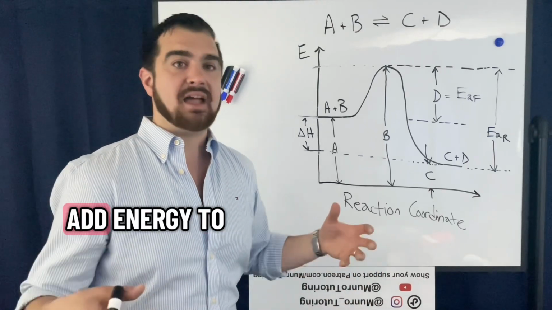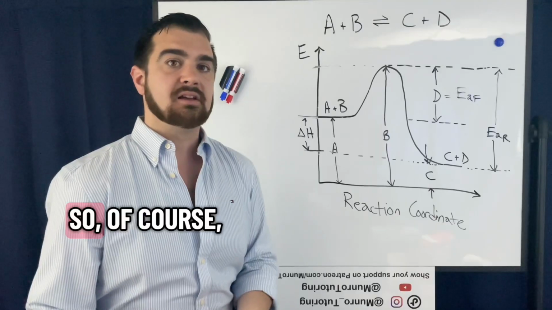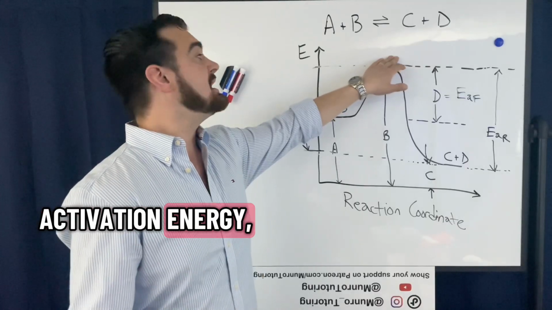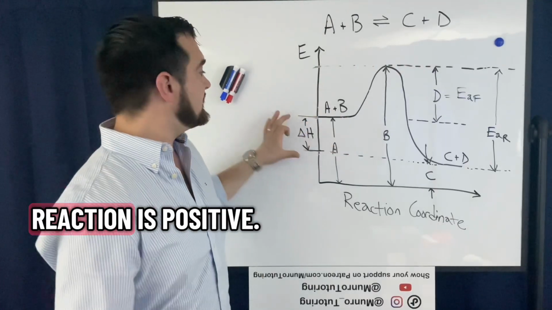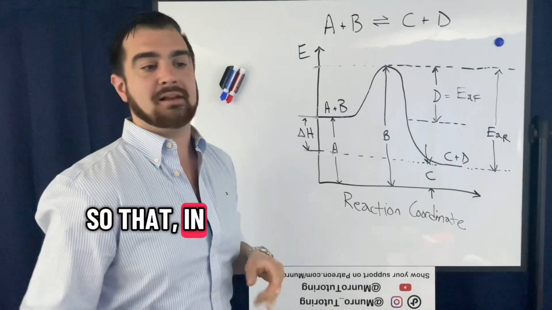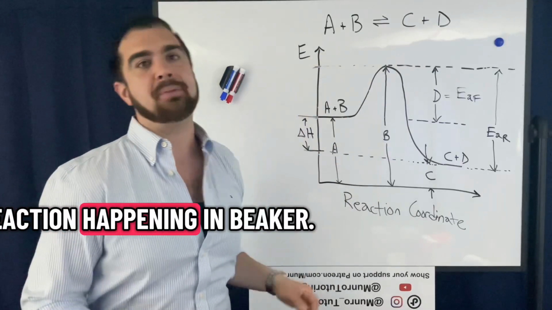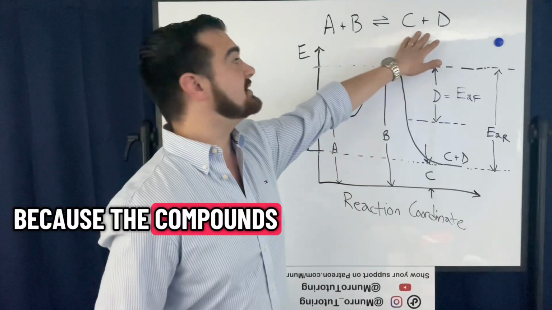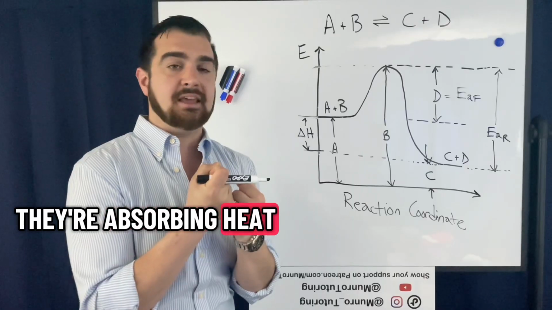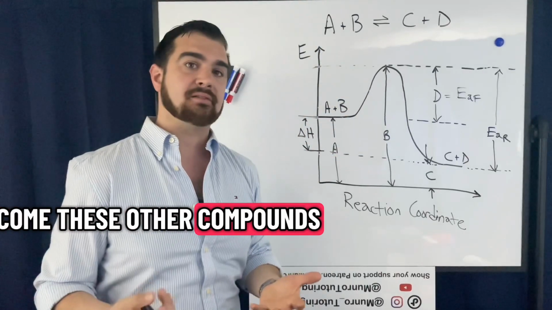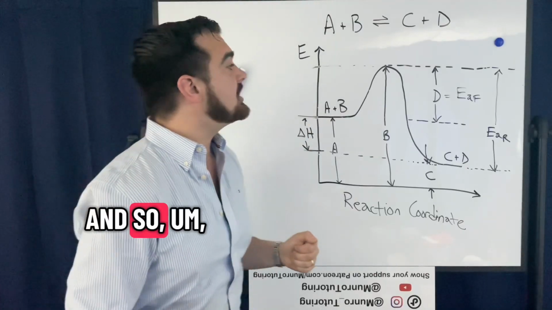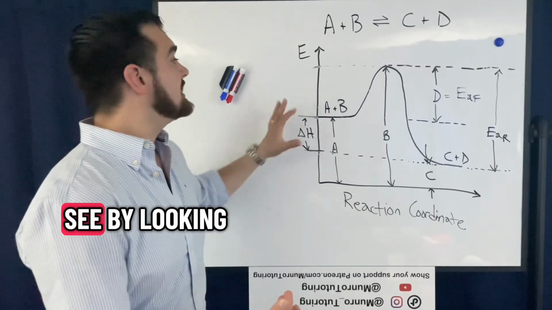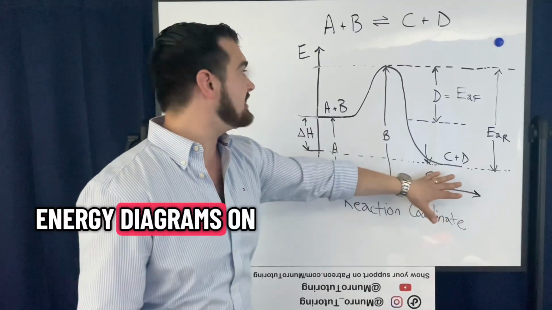You have to add energy to get this reaction to happen. So, of course, you have to add enough energy to get up to the transition state, your activation energy, but then the net energy of the reaction is positive. So in other words, if you had this reaction happening in a beaker, you're going to feel it get cold because the compounds are absorbing energy. They're absorbing heat in order to become these other compounds or these other substances. And so knowing whether it's exothermic or endothermic is going to be an important question that you might see by looking at these energy diagrams on an exam.